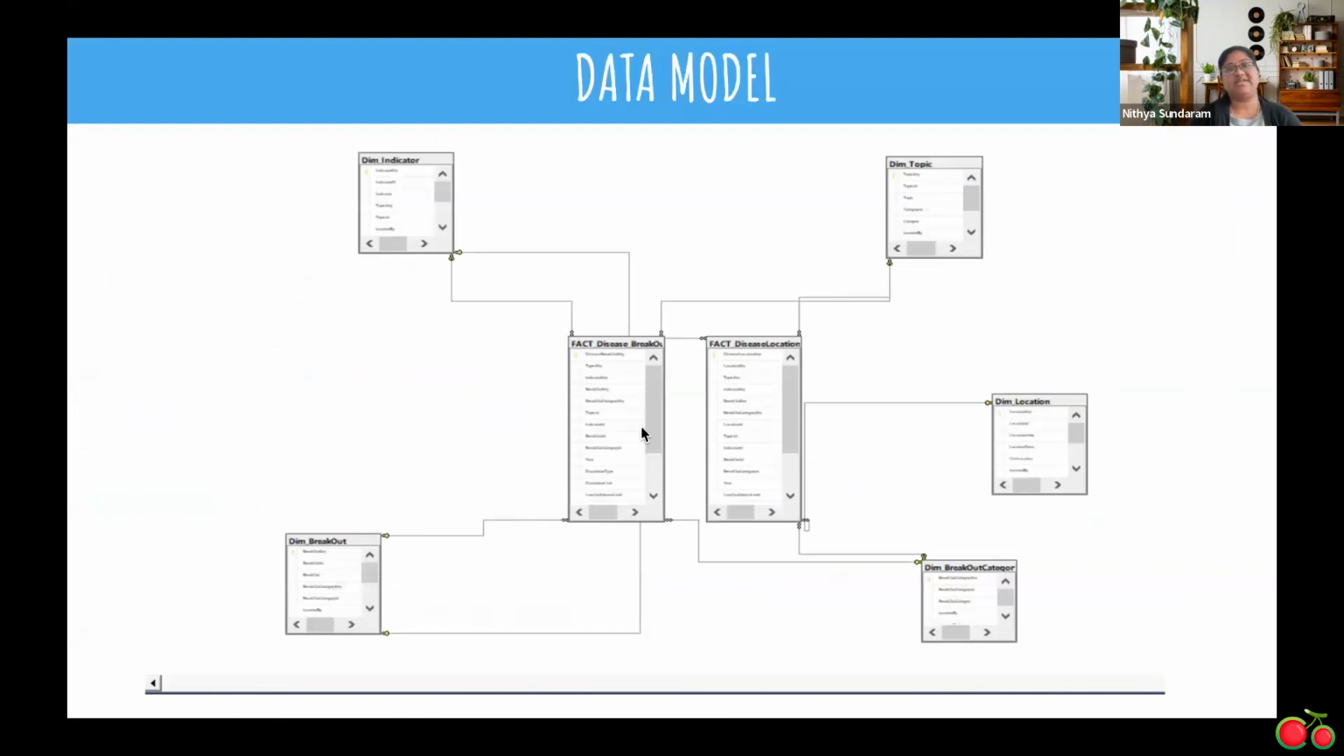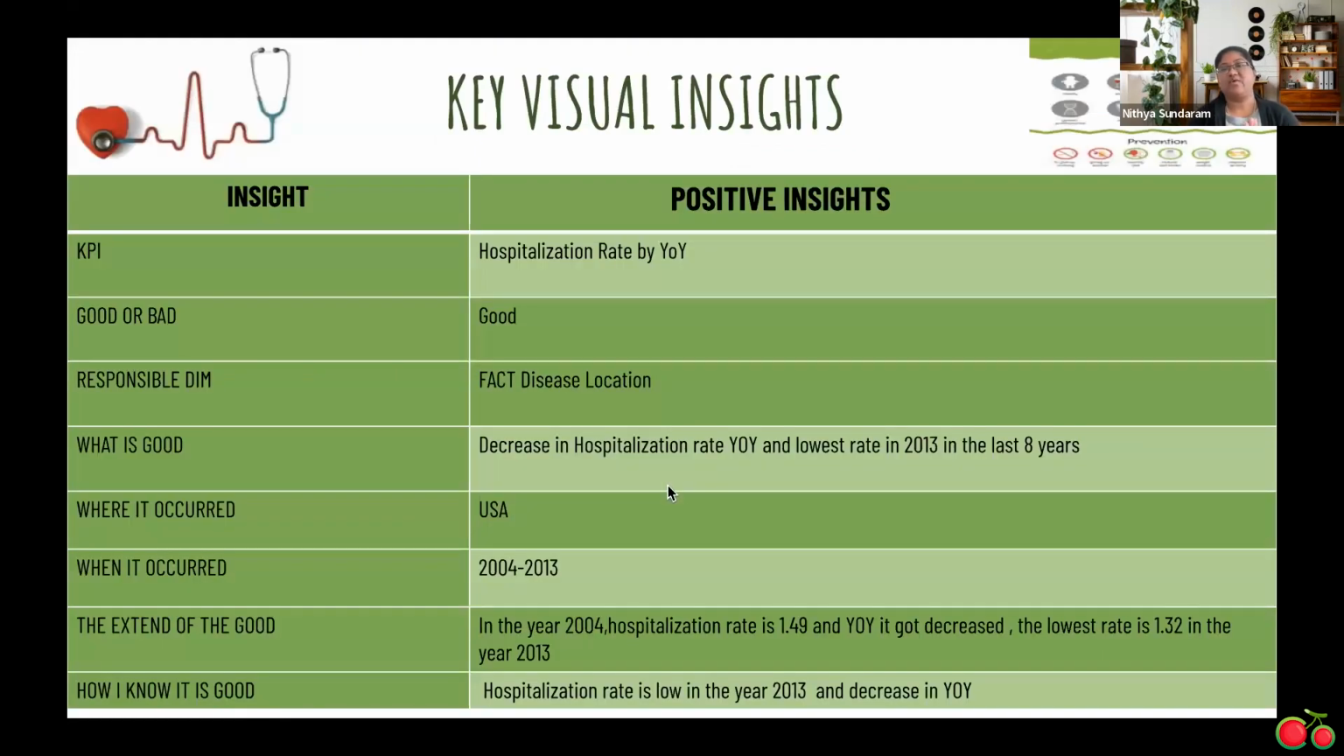Here it represents the data model of the data warehouse. It contains two fact tables and five dimension tables, and it represents a star schema. From the analysis, one of the positive insights is that the hospitalization rate year over year decreased. In 2004, the hospitalization rate was 1.49 and year over year it decreased, and in 2013 the lowest rate was 1.32. So it represents good insights.